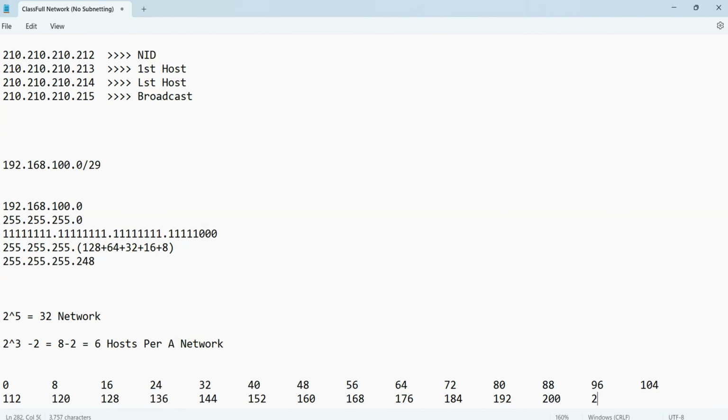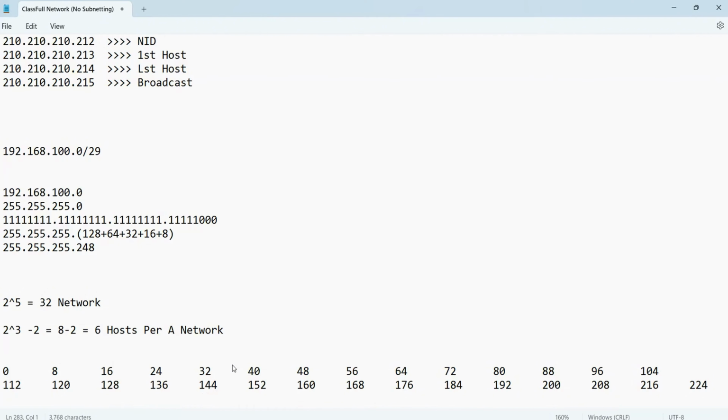Then 200, 208, 216, then 8 more is what? 224. I'm doing good because I see a 224. I see the 128. That's a perfect sign. And 8 more is 232. And then 8 more is 240, 248. There we go, 256. I just reverse engineered this.